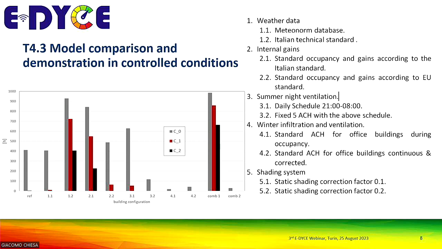As an example, the third group of bars is the results obtained with the standard Italian weather data. We have an enormous increase of the discomfort hours. And the same applied when we use, as an example, the standard occupancy according to the Italian standard. Another result shows the enormous impact of the shading device when we use a fixed solar correction factor, while in our model we modeled the effective use of the shading device.